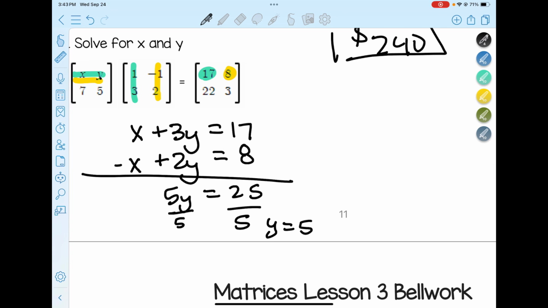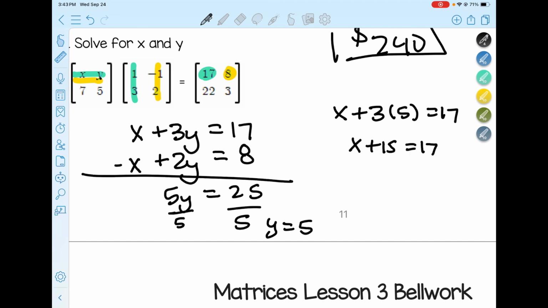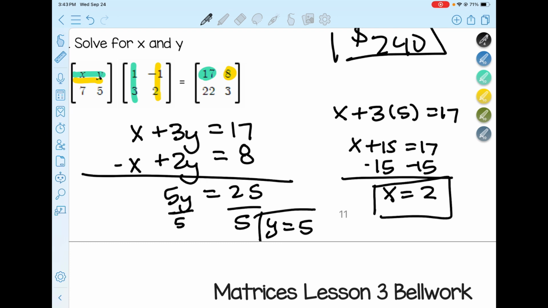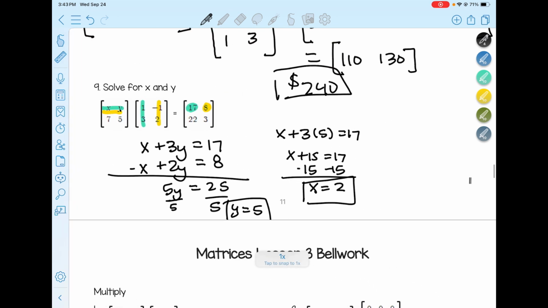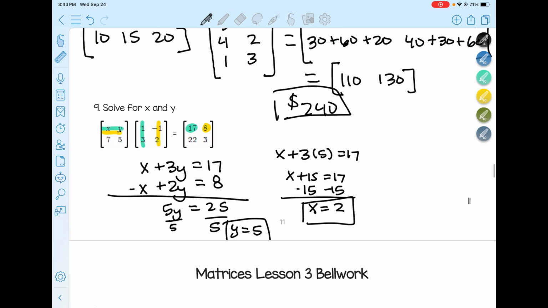From here, then I can go ahead and plug it in. I'm going to plug it into the top one, so I have x plus 3 times 5 equals 17, which when simplified is x plus 15 equals 17. Subtracting the 15 from both sides, I'm left with x equals 2. So we can go ahead and see that x equals 2 and y equals 5. So that is multiplying matrices. So go ahead and try the homework quiz on your own. If you have any questions, let me know.